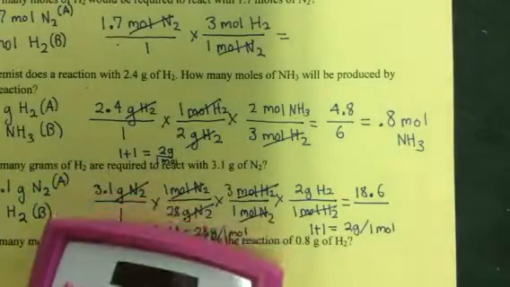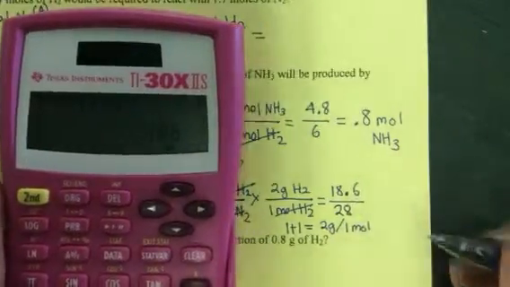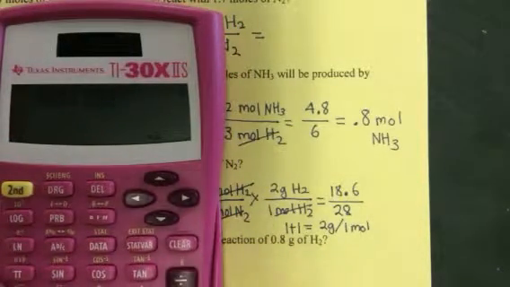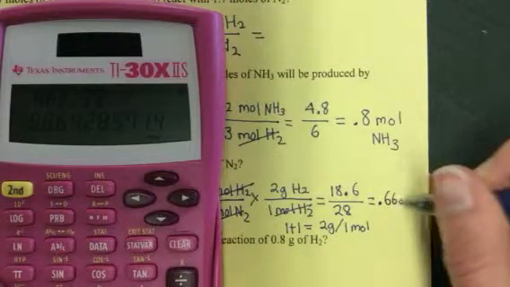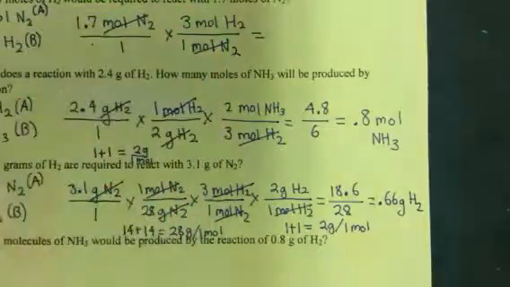And then the only thing on the bottom is 28. So that's going to be over 28. And then 18.6 divided by 28 is 0.66. So the answer is 0.66 grams of H2.